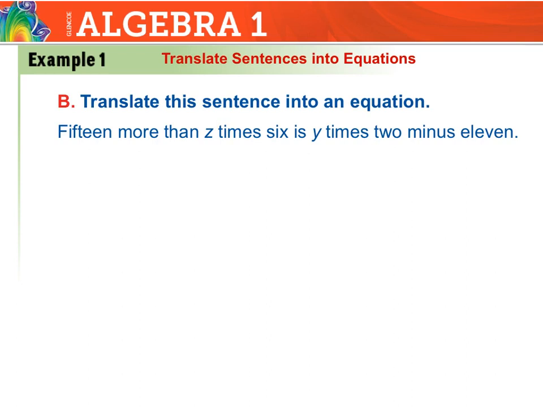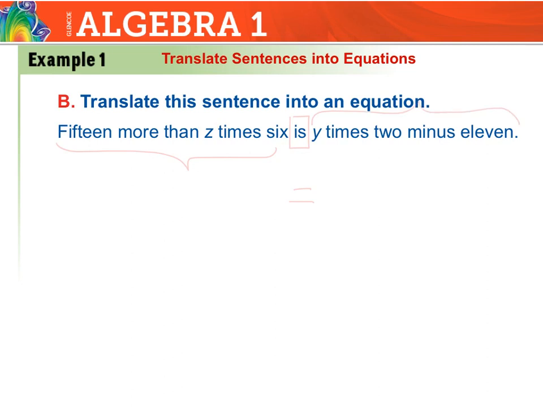Alright, here's another one. 15 more than z times 6 is y times 2 minus 11. We've got a lot going on here. "Is" is kind of your breaking point. Is, of course, means equals. So here is the first half of our equation, and here is the second half of our equation.